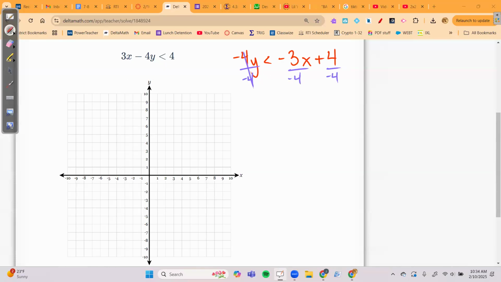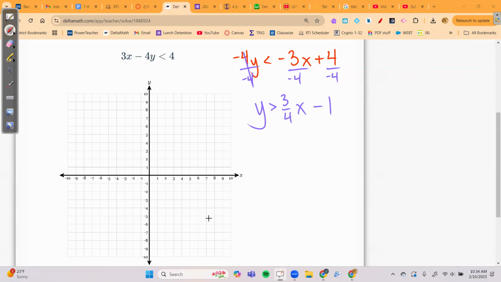And then we just got to be solid. So here it goes. Y is greater than, what's the slope? Yep. Nice job. So let's graph our boundary line first, and you'll see how easy Delta Math makes this.